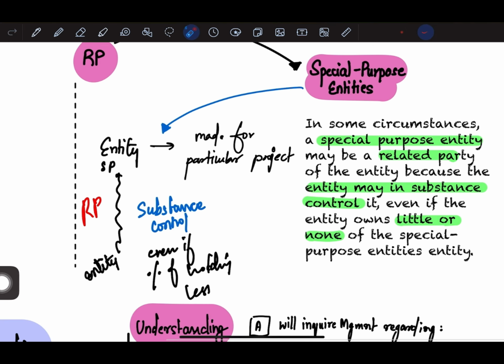Next, we have special purpose entities. A special purpose entity is specially made for a particular project. Now, the entity may have a small percentage of holding in the special purpose entity, but still it will be considered a related party, because in some circumstances a special purpose entity may be a related party because the entity may in substance control it, even if the entity owns little or none of the special purpose entity.